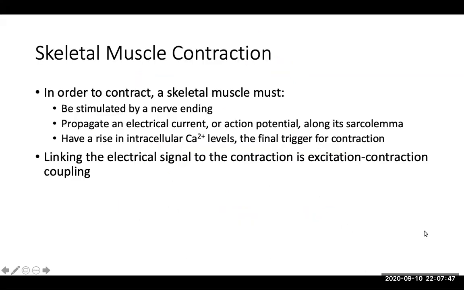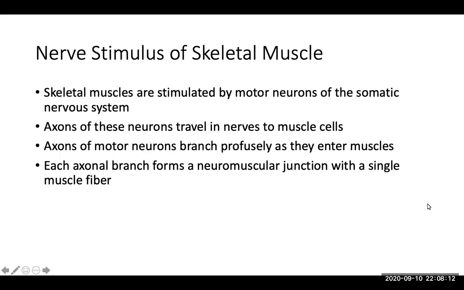In order to contract, a skeletal muscle must be stimulated by a nerve ending. So nerves are directly attached to your skeletal muscles. They'll propagate an electrical current, which will travel along the sarcolemma of the muscle fiber and basically release calcium from the sarcoplasmic reticulum. And calcium is what is needed for what we call excitation-contraction coupling of skeletal muscle contraction. Skeletal muscles will be stimulated by motor neurons.